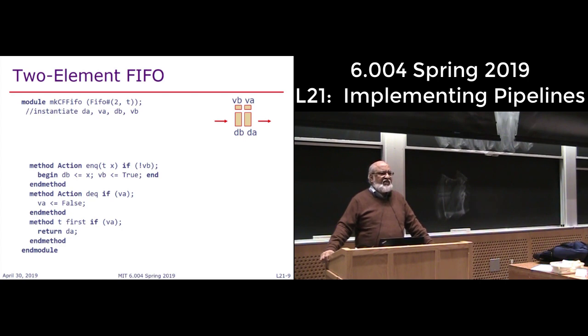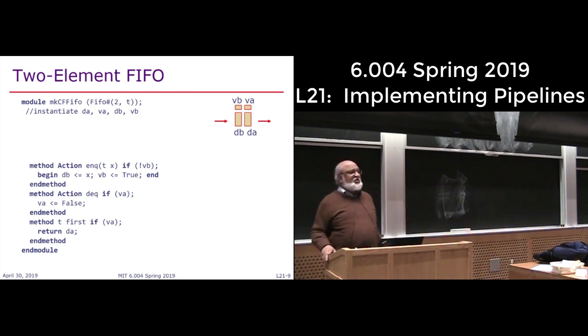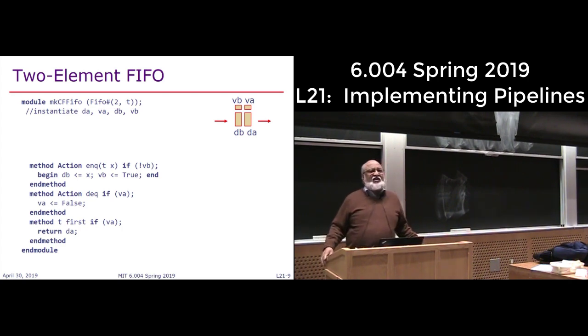But the problem is if you just did this much, and this looks good, right? Because I can do NQ and DQ in parallel. But what will happen, we started out with an empty FIFO. You do an NQ in it. Where will the data be sitting? It will be sitting in DB. But in the canonical form, we want it to be on the right hand side. Why? Because otherwise you can't DQ it. Because DQ is only checking the flag in the DA place.